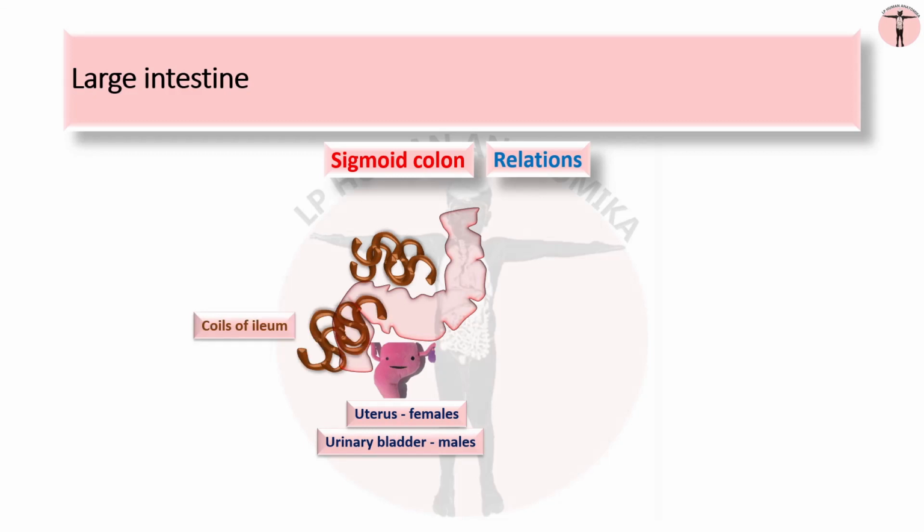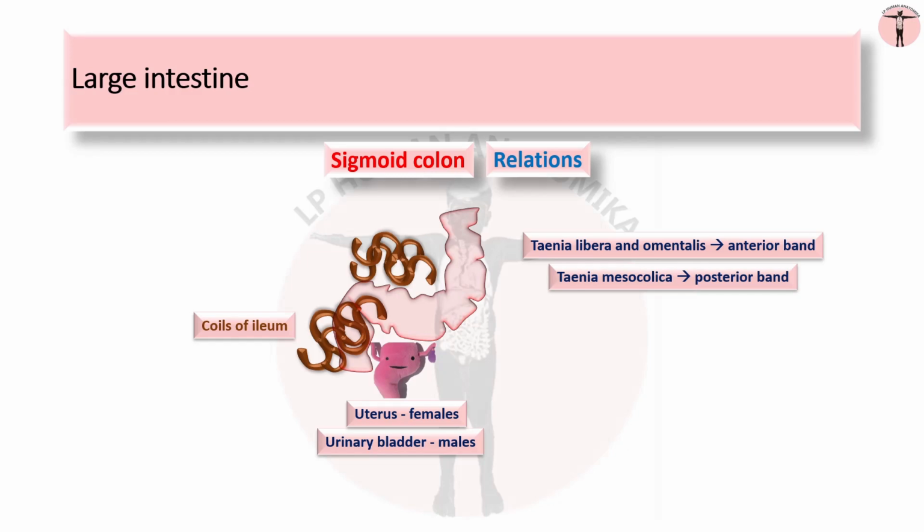5 cm above the rectosigmoid junction, the taenia libera and omentalis join to form the anterior band. Taenia mesocolica continues as the posterior band.